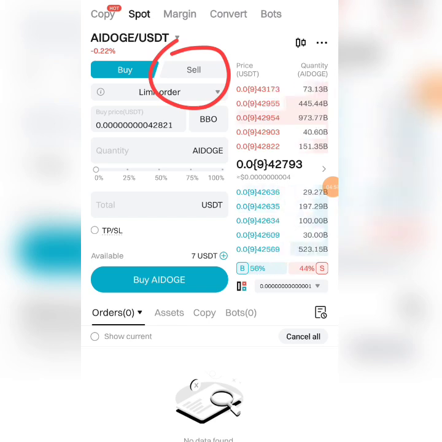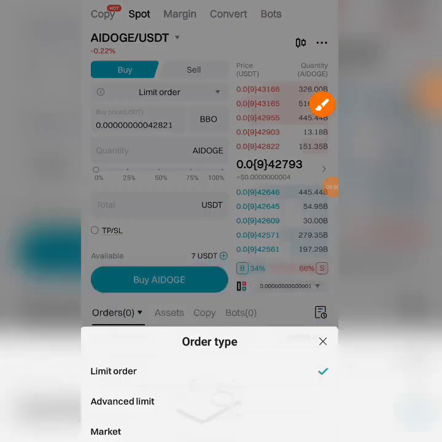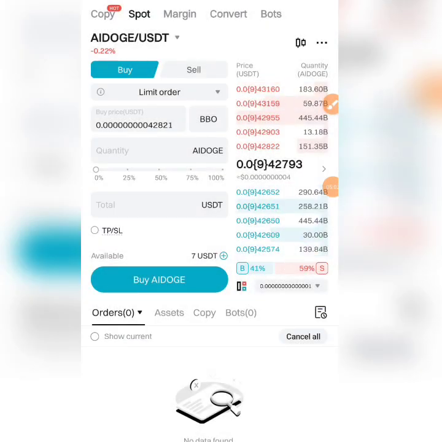Do you guys get? Now we are going to change this limit. Like I was telling you guys, this limit is the amount I want to buy my crypto at. For instance, let's just say this AI Doge is $1 per AI Doge, all right? But then you've done your own research and you think the price of AI Doge will go back to $0.5, and then after it hits $0.5, it will start going up again.